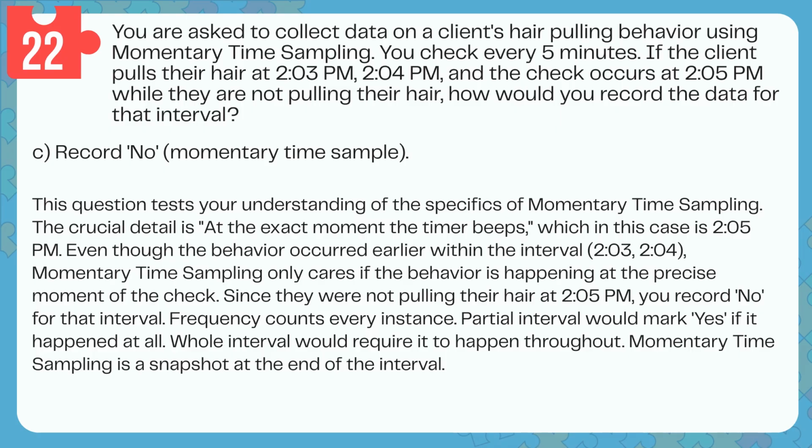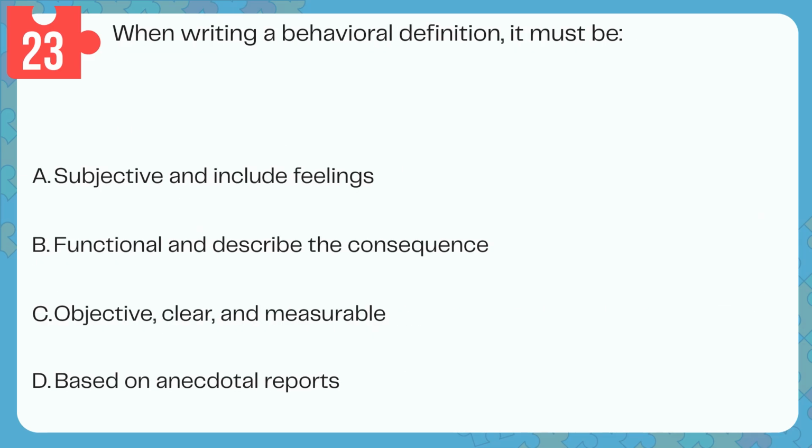Frequency counts every instance. Partial interval would mark yes if it happened at all. Whole interval would require it to happen throughout. Momentary time sampling is a snapshot at the end of the interval. Question 23. When writing a behavioral definition, it must be A. Subjective and include feelings. B. Functional and describe the consequence. C. Objective, clear, and measurable. D. Based on anecdotal reports.